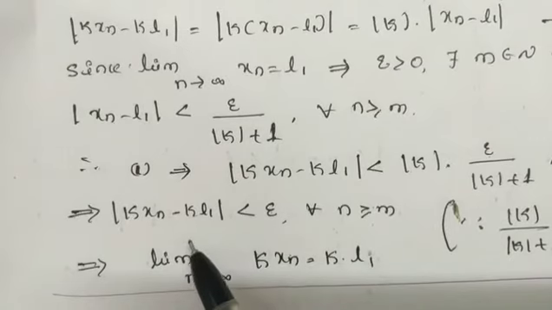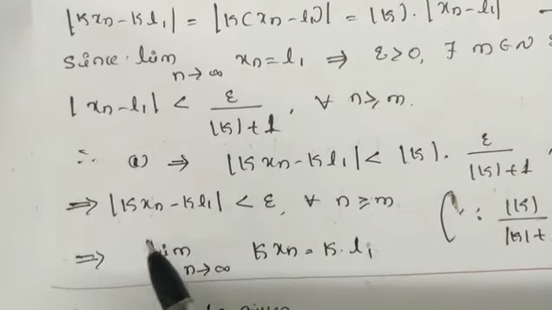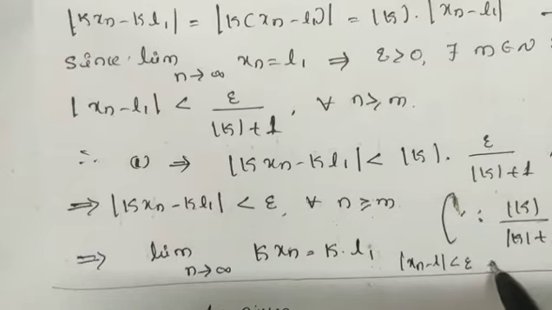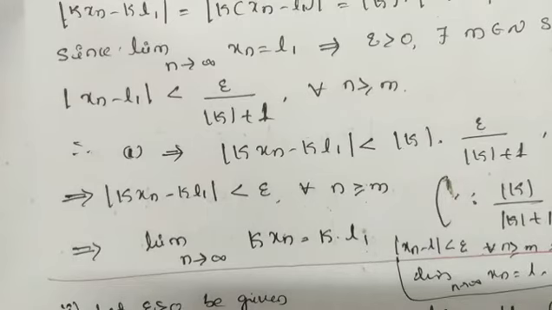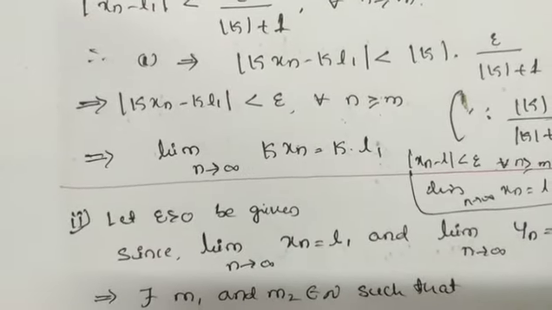So let us apply the definition. This implies limit as n tends to infinity k xn is equal to k L1. This is the first proof. How we got this: we know by the definition, if mod xn minus l is less than epsilon for all n greater than or equal to m, then we have limit as n tends to infinity xn is equal to l. For that we apply this definition. So this is about the first proof. Let us take one more, the second proof.